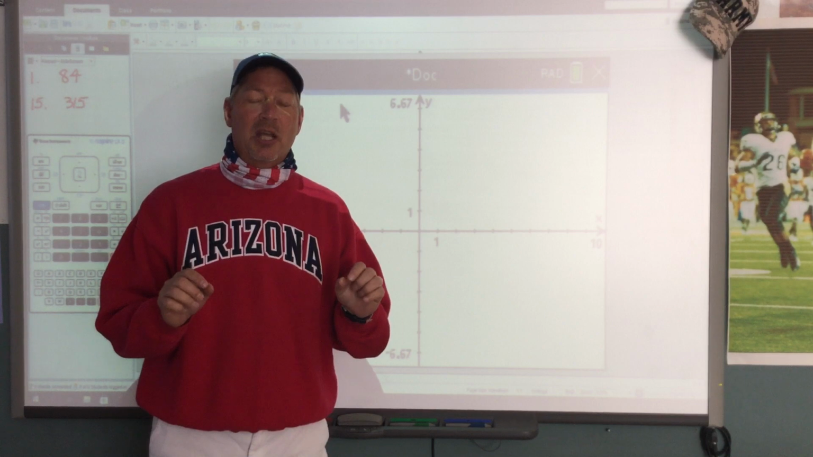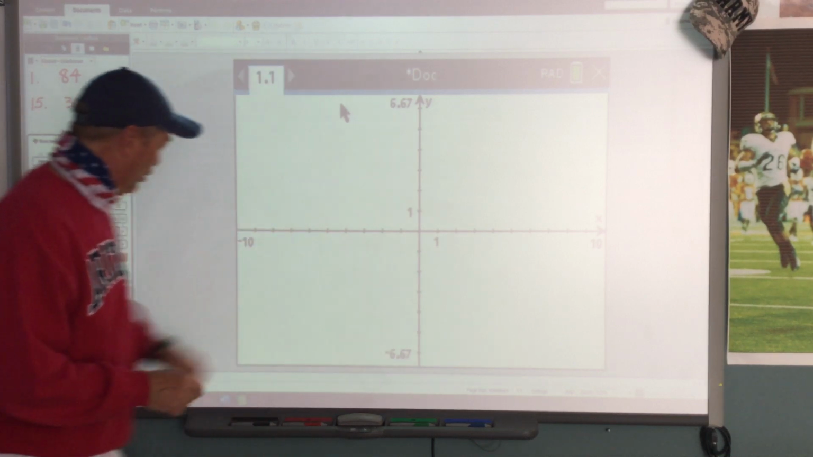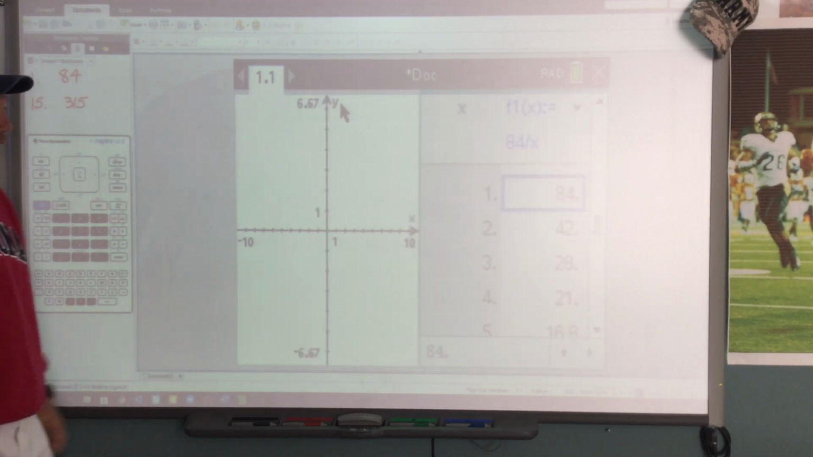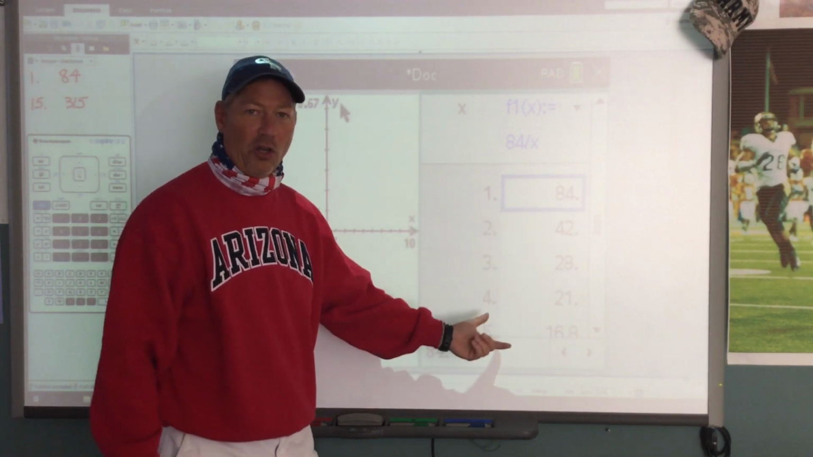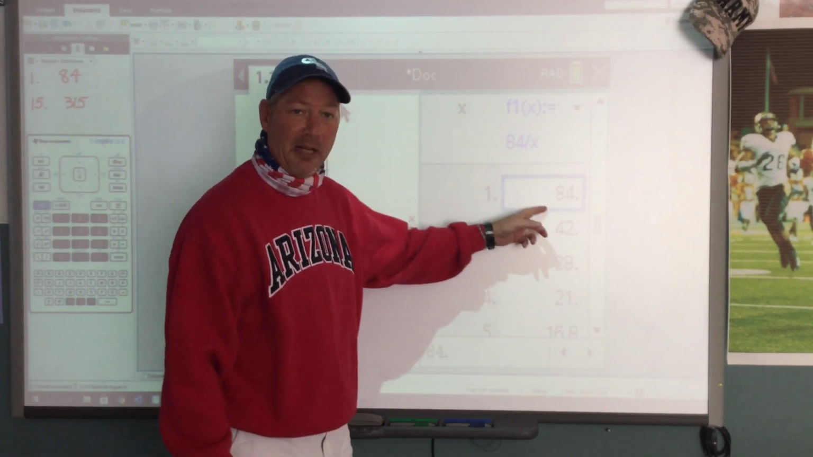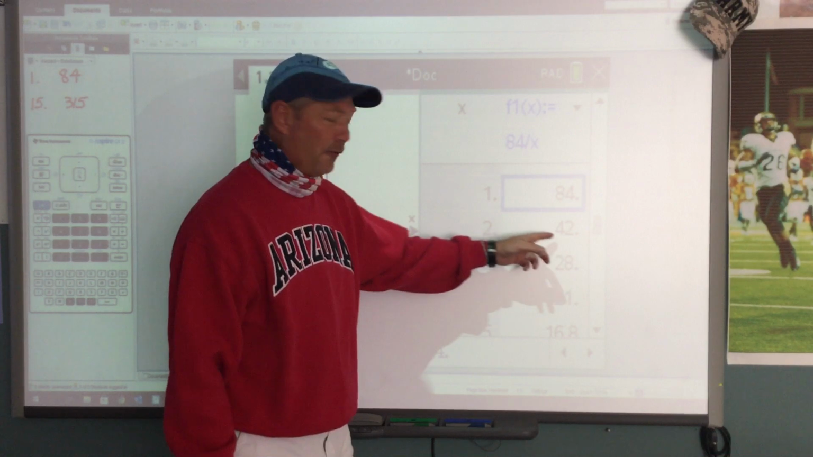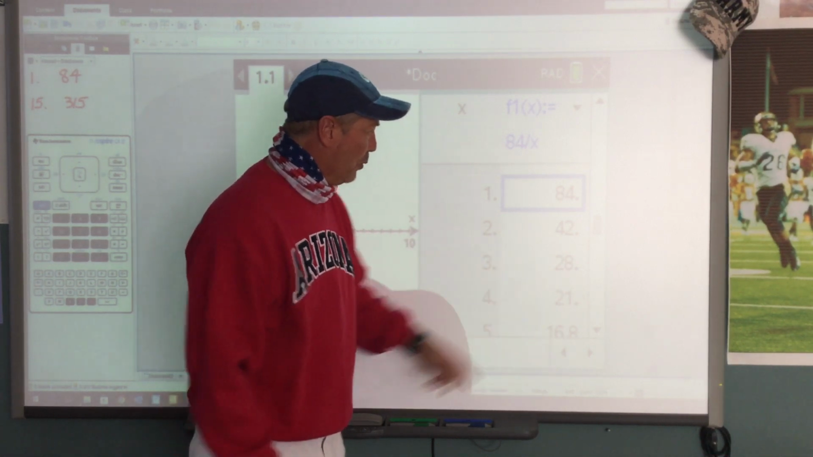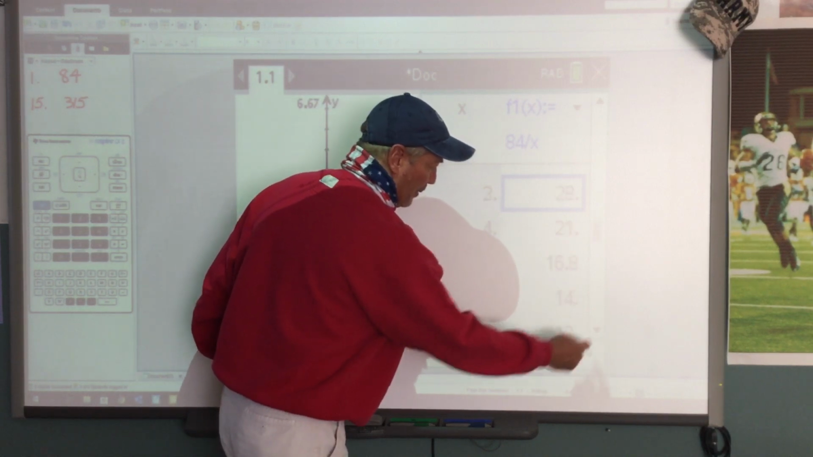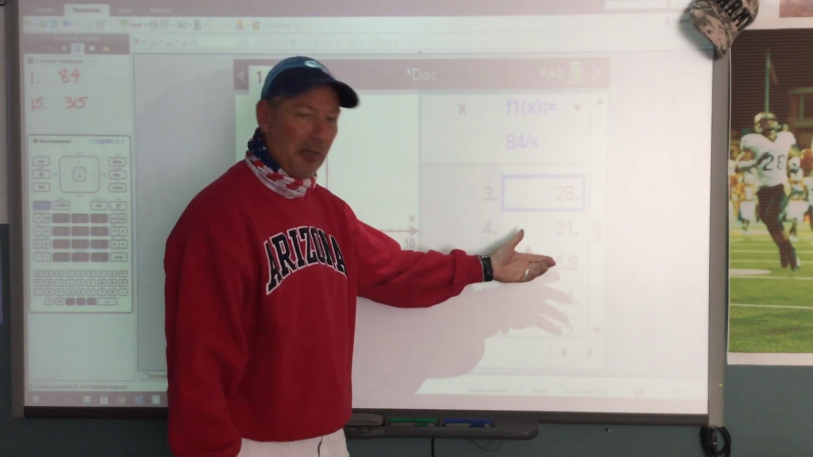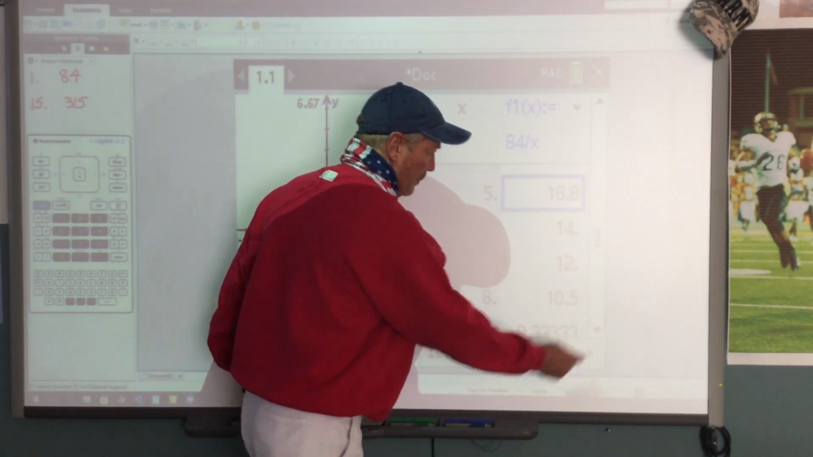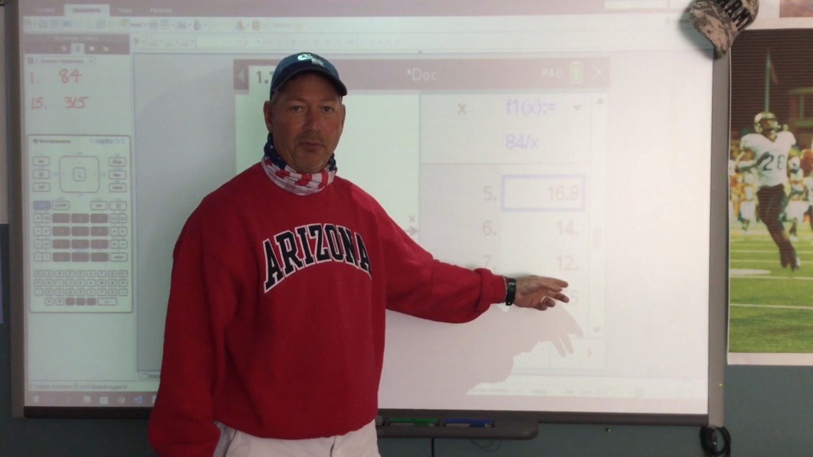We're going to hit the control button, this blue button, and press Control T for table. And look what it gave us. It gave us all of these factors. 1 times 84 is 84. 2 times 42. 3 times 28. 4 times 21. And we can scroll down, and we have 5 times 16.8. We don't want the decimal. We have 6 times 14. We have 7 times 12.